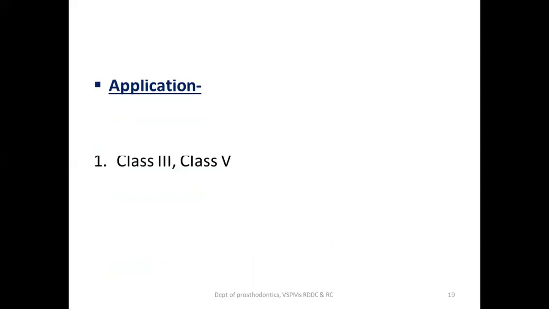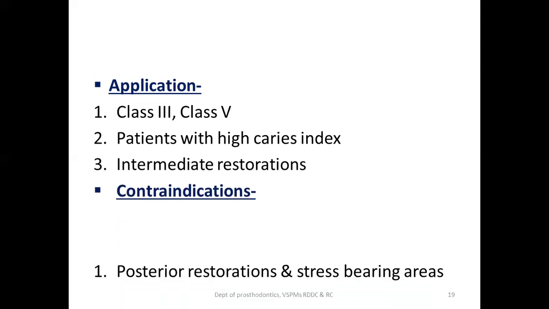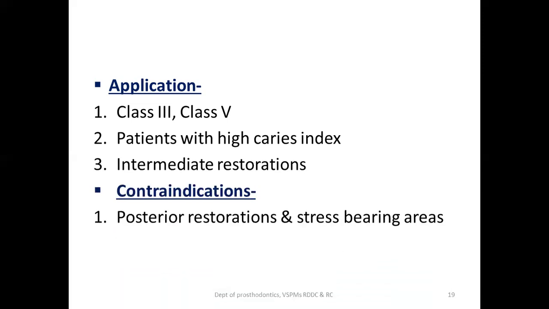This is mainly used in class 3 and class 5 cavities and in patients with a high caries index, because of the anti-cariogenic property of the cement. This is due to the physicochemical mechanism of formation of fluoroapatite crystals, which are difficult to dissolve and prevent enamel demineralization. The second is by forming enzyme inhibitors, which prevent carbohydrate metabolism, and ultimately caries formation is prevented. It is used as an intermediate restoration because it has good compressive strength. It is contraindicated in posterior restorations and stress bearing areas.